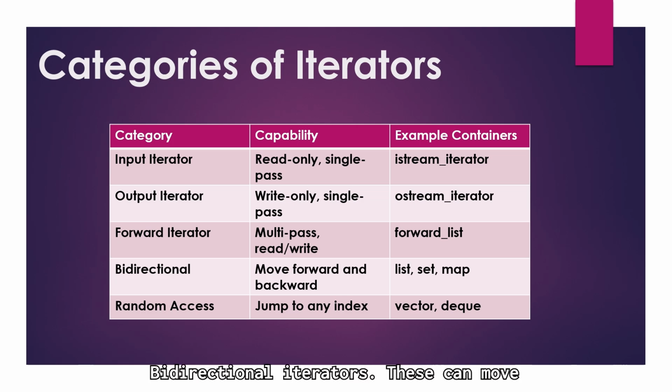Bidirectional iterators. These can move both forward and backward. Think of list and set. They support bidirectional iteration. Random access iterators, the most powerful. They support direct jumping, like moving ahead by 3 positions instantly. Containers like vector and deque support this. Understanding which type your container supports helps you choose the right algorithm and method for the job.